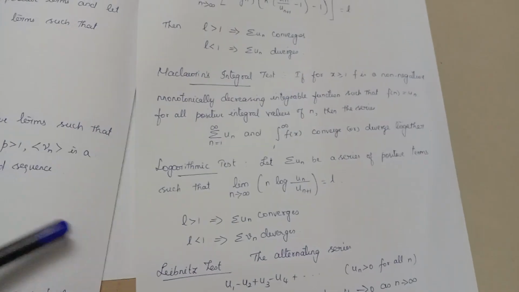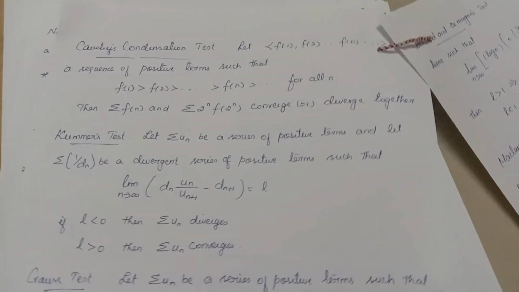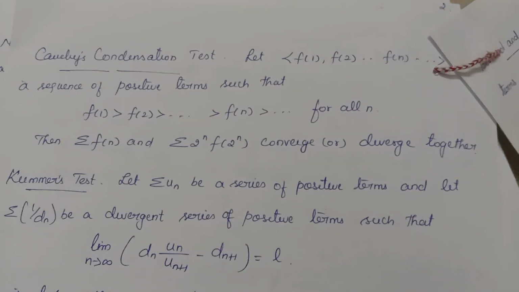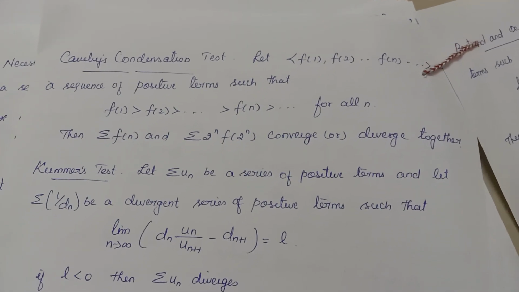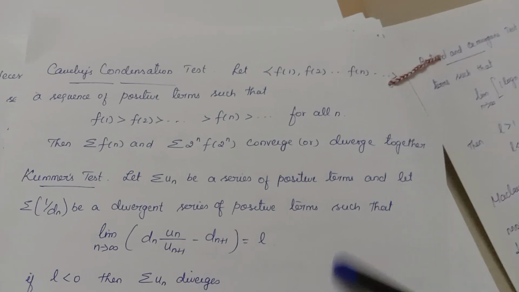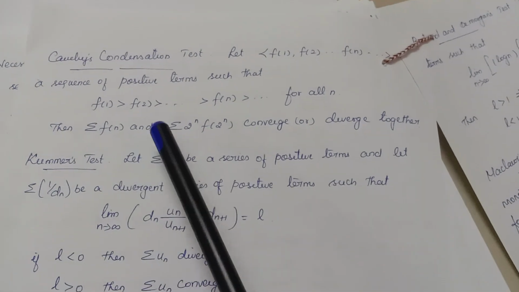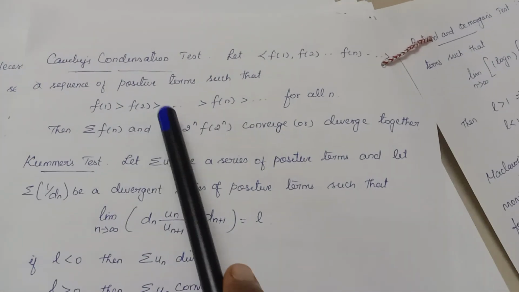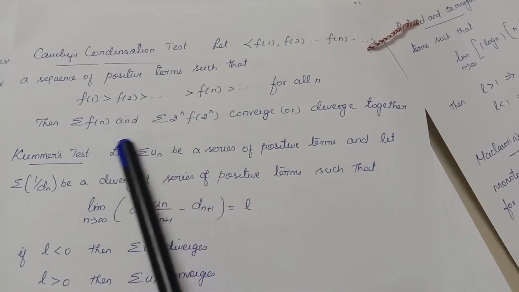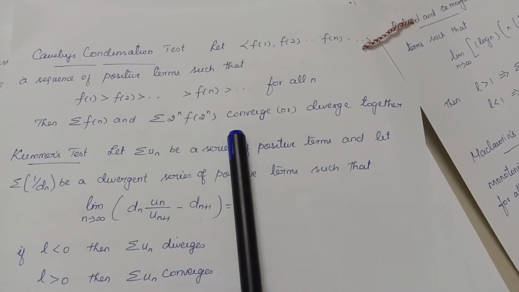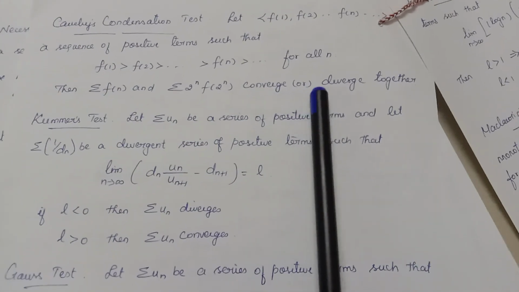Then the next one, Cauchy's condensation test. This test says, suppose I have a sequence of positive terms f of 1, f of 2, f of 3, etc., such that f of 1 is greater than f of 2, greater than f of 3, etc., that is, a decreasing sequence, for all n. Then sigma f of n and sigma 2 power n into f of 2 power n converge or diverge together.